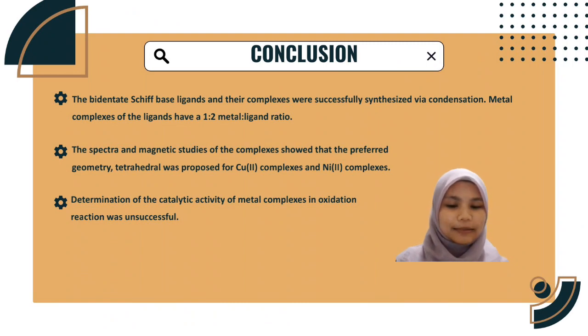In conclusion, the bidentate Schiff base ligands and their complexes were successfully synthesized and having a 1:2 ratio. The spectra and also magnetic studies show the proposed geometry for copper(II) and also nickel(II) having a tetrahedral geometry. And as for the catalytic activities of metal complexes, oxidation reaction was unsuccessful.